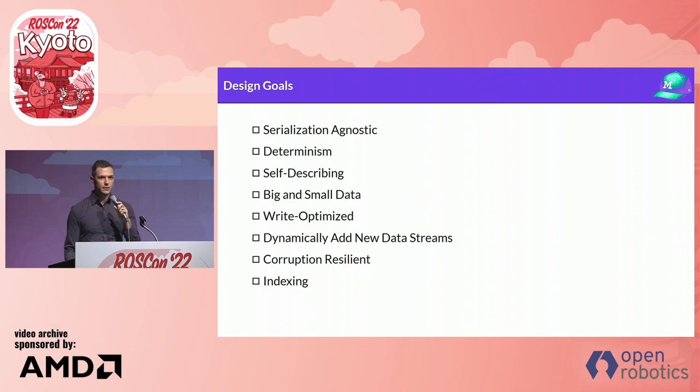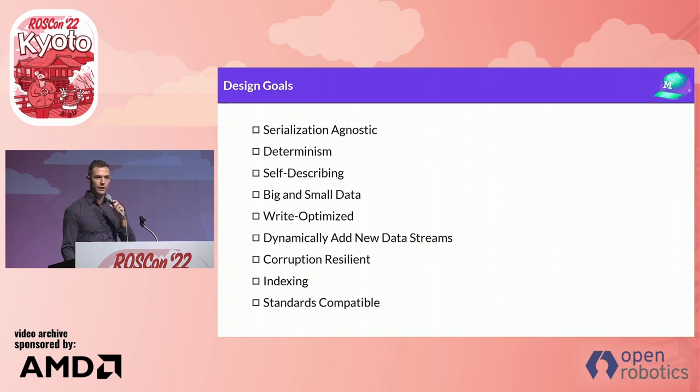Indexing here means that we don't want to write a file and then immediately turn around and have to write a different file in a different format with indexes. This slows down debugging. It slows down your operations pipeline. We want to take the recording directly off the robot in the ideal case and bring it right into your tooling and figure out what happened.